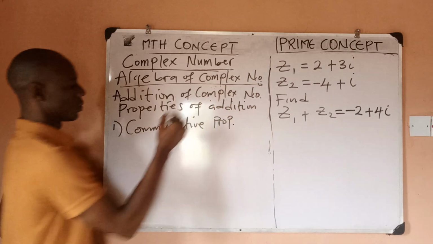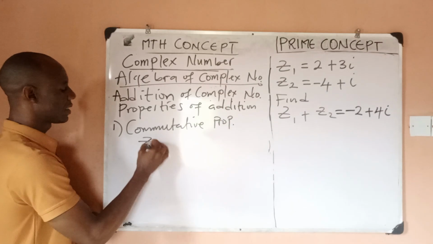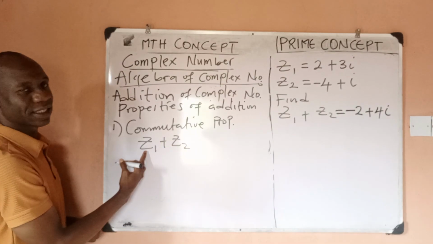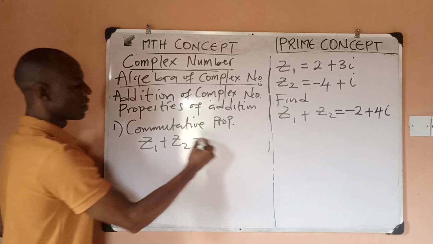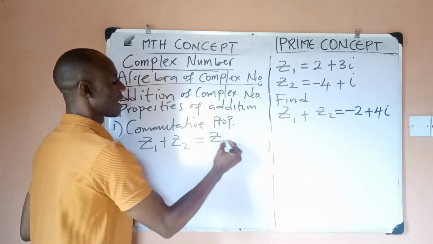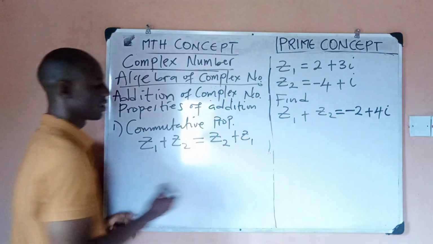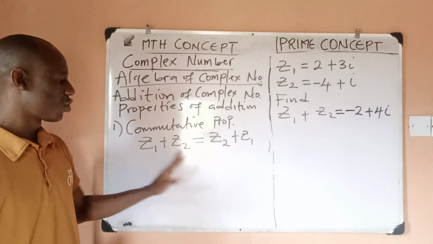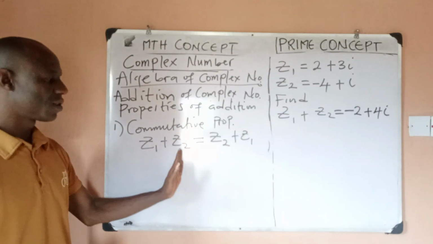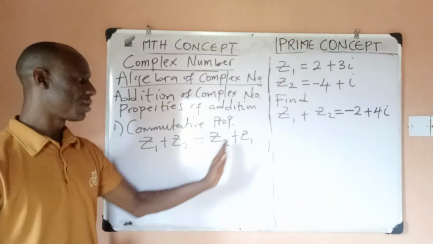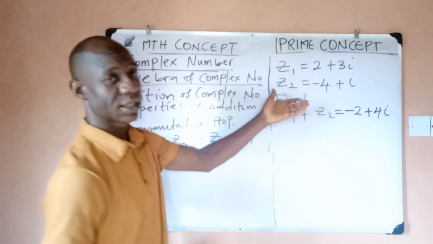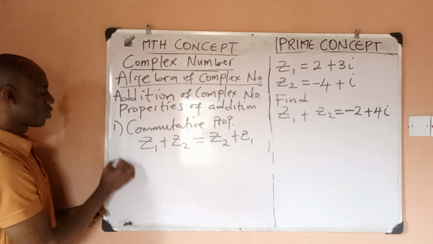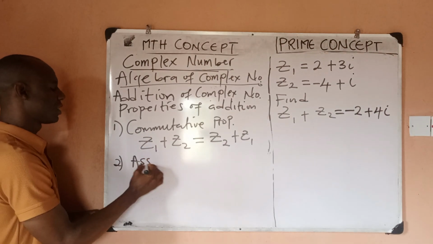The commutative property simply says that z1 plus z2, when you add two complex numbers starting with the first one, will give you the same result if you start with the second one. So z2 plus z1. This is the commutative property for addition. So this is true. When you swap them, z1 before z2, you get the same answer as z2 plus z1. That's the commutative property.